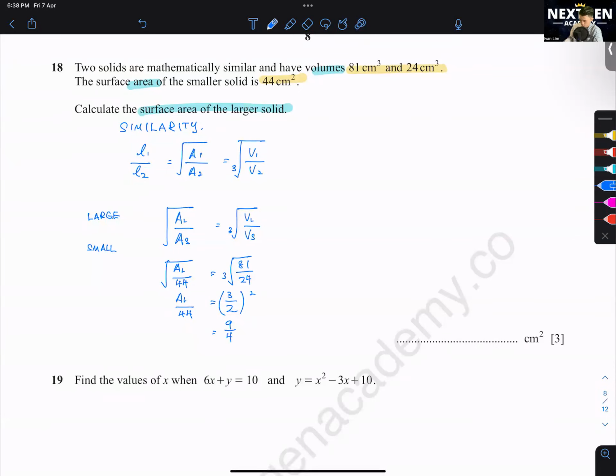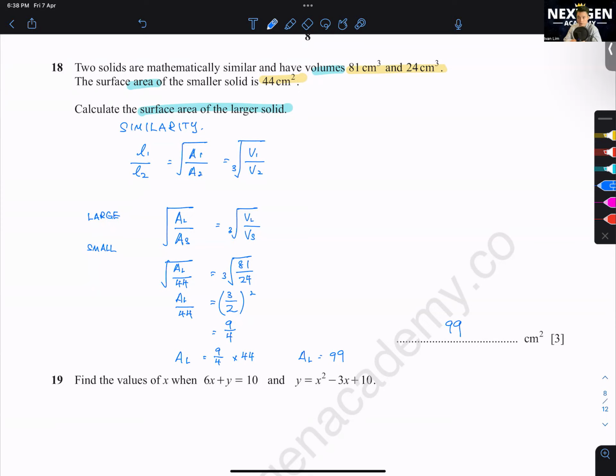Okay, then AL is equal to 9 over 4 multiplied by 44. Okay, so your final answer, the area of the large one, will be equal to 99. If they ask for the smallest solid, would I put the smaller value at the top?